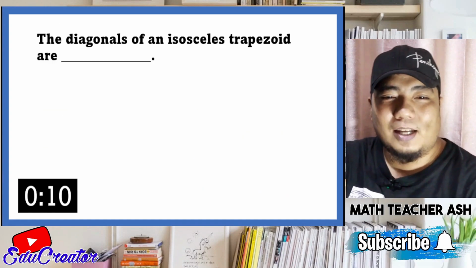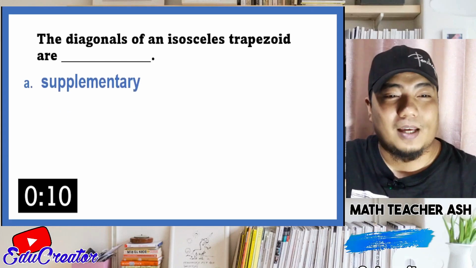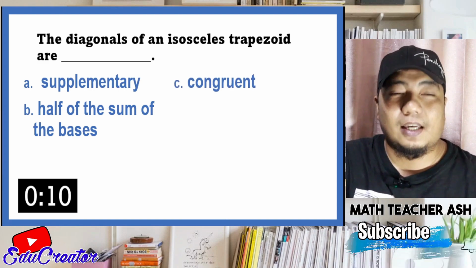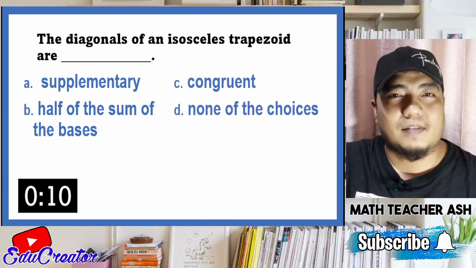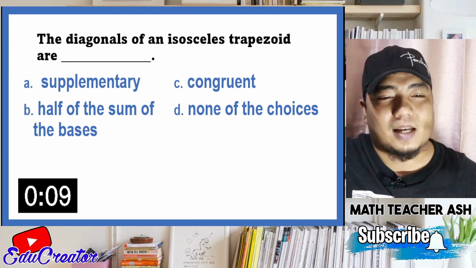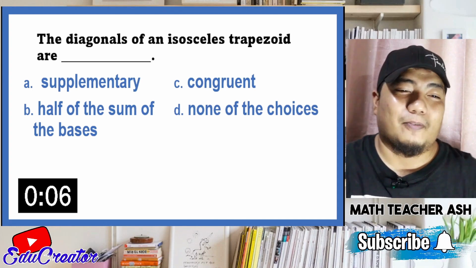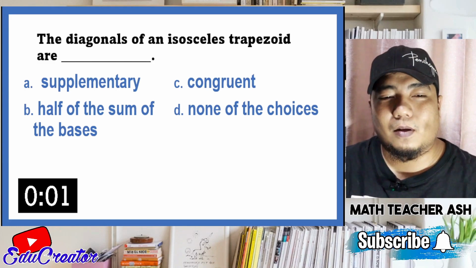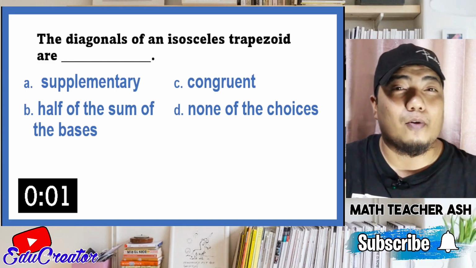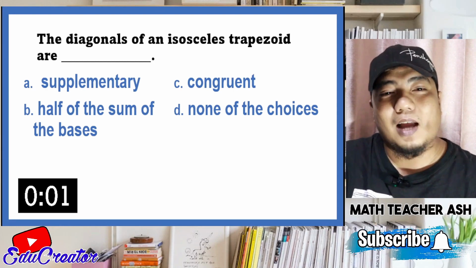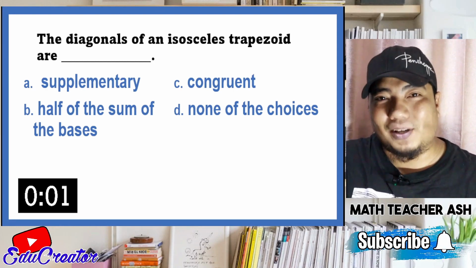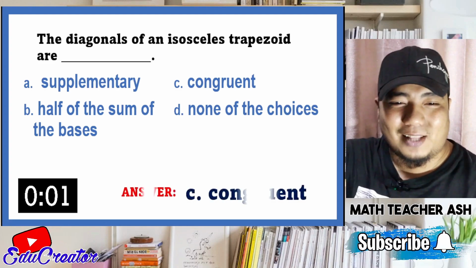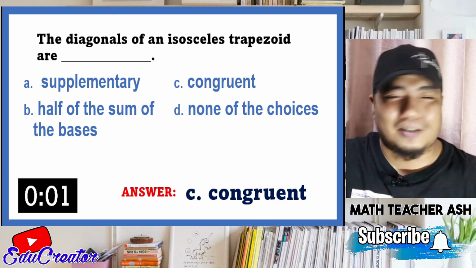The diagonals of an isosceles trapezoid are, is it A, supplementary, B, half of the sum of the bases, C, congruent, or D, none of the choices? Okay, let's have our 10-second time for this question. Okay, so basically, my dear math learner, if you have listened to what I have said earlier, that in an isosceles trapezoid, the diagonals are very good, congruent, and that is letter C. All right, we got the correct answer, my dear math learners.